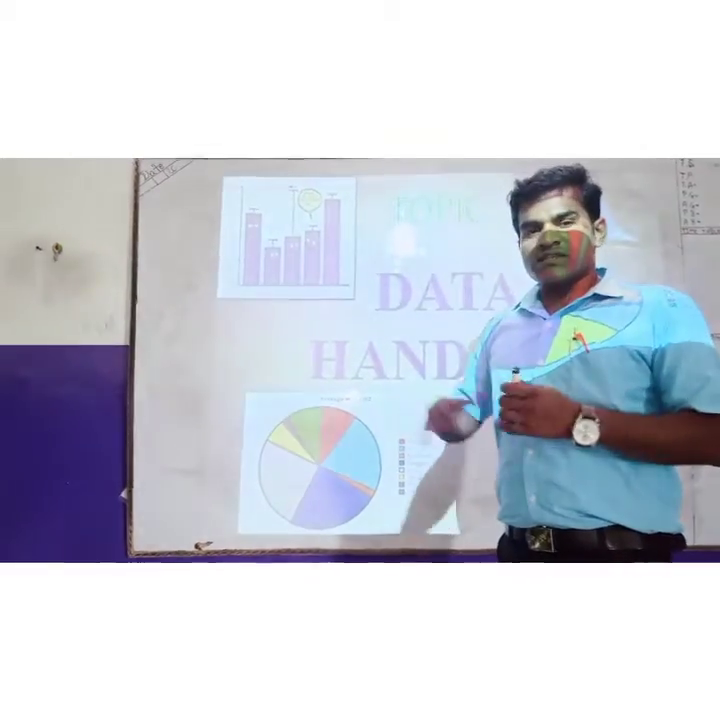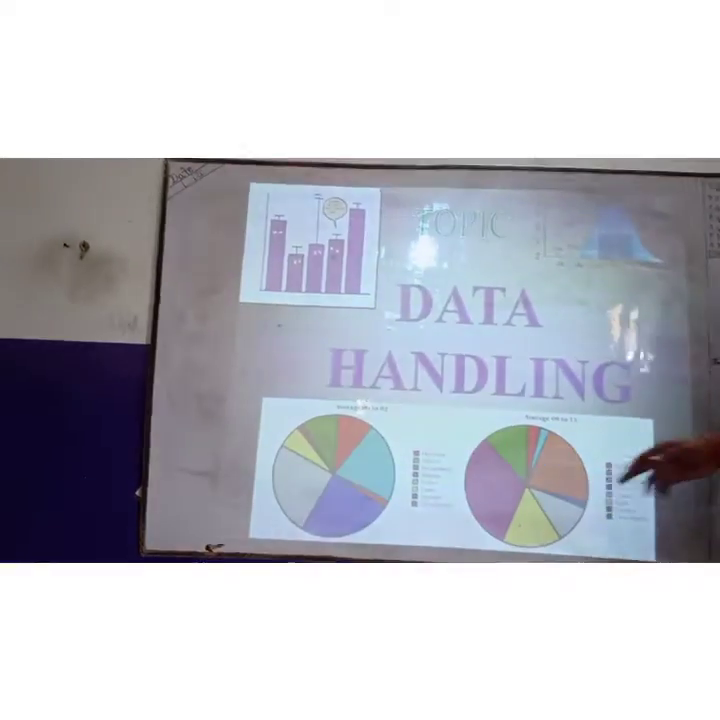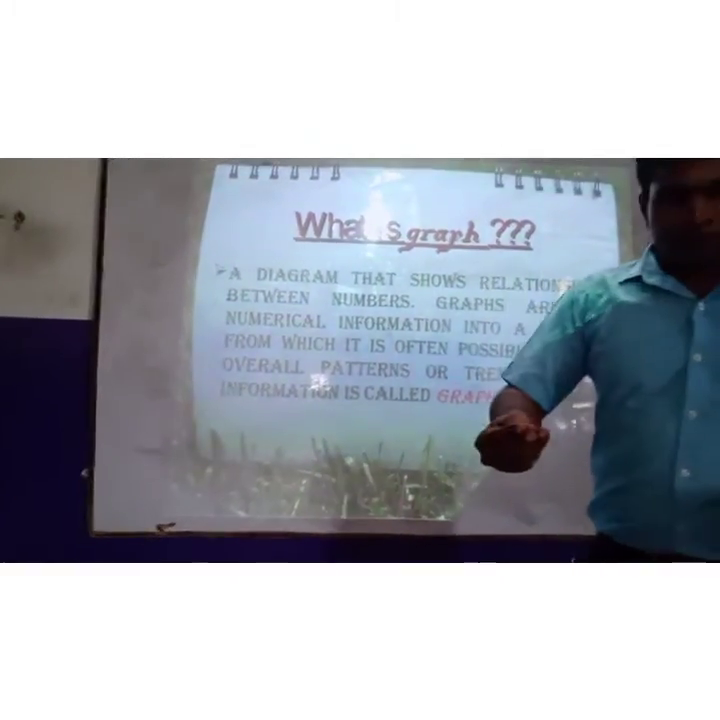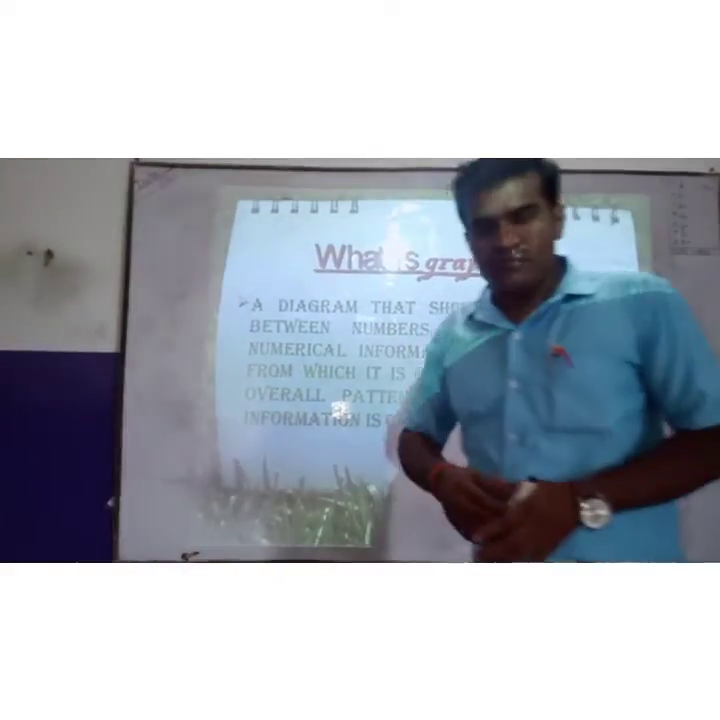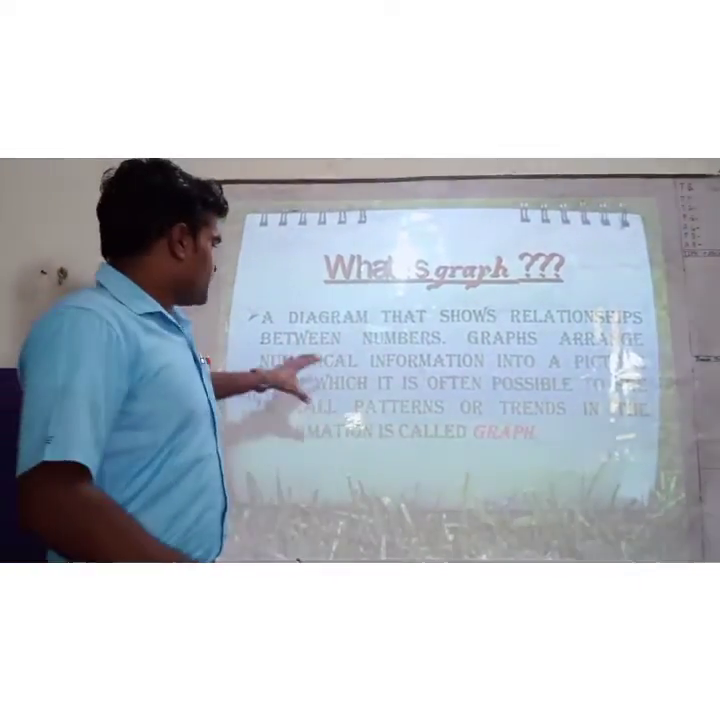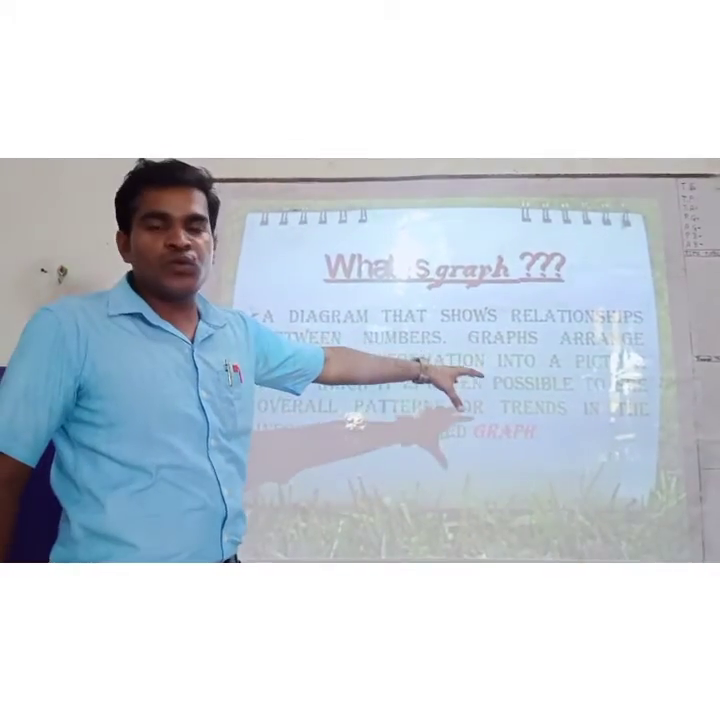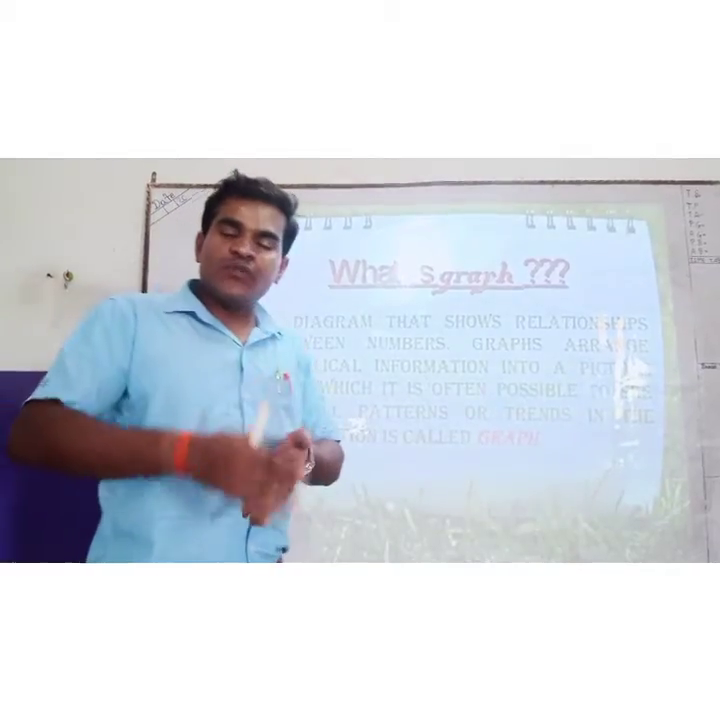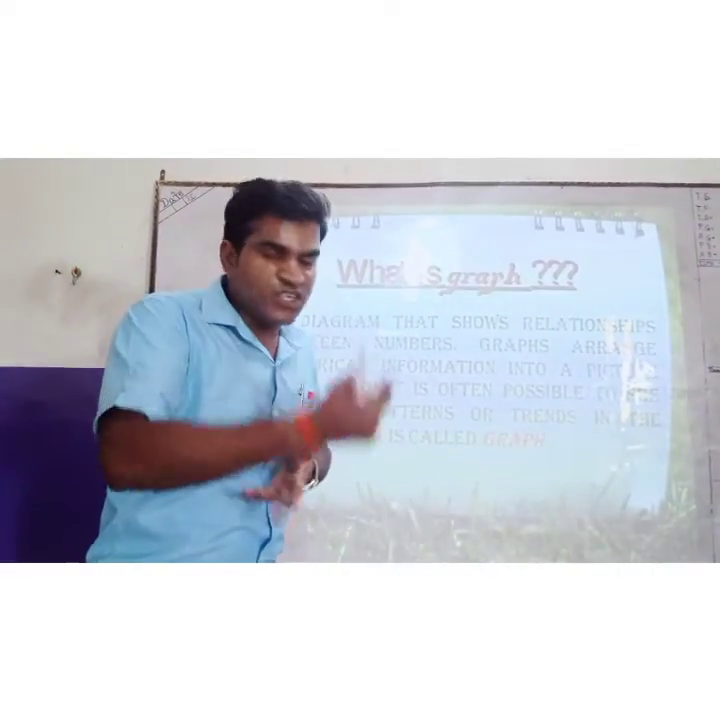Okay, so students, what is a graph? A graph is a diagram which shows the relationship between numbers. Generally, graphs arrange numerical information into a picture form.